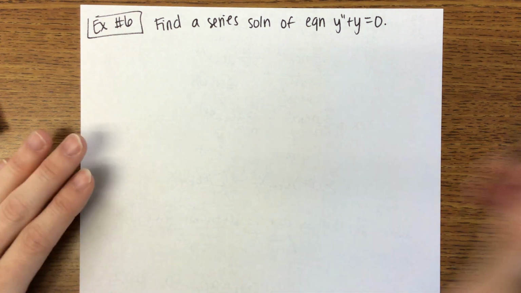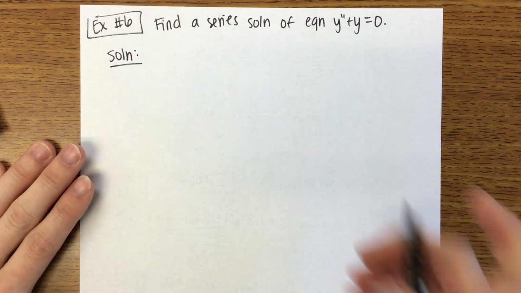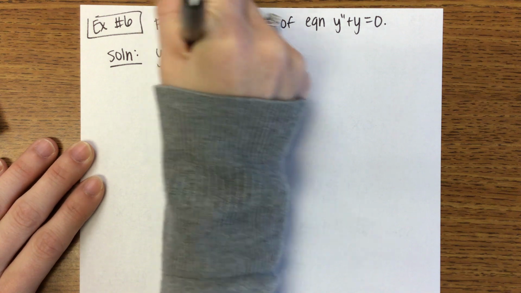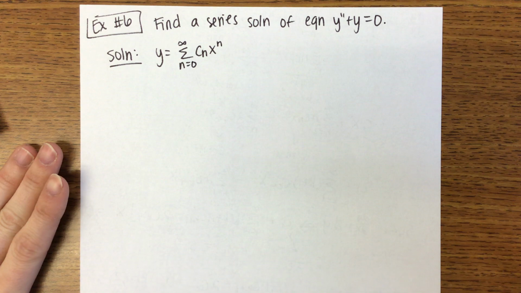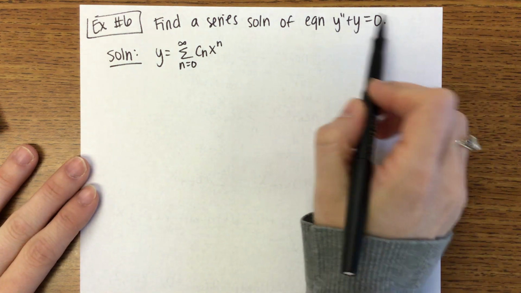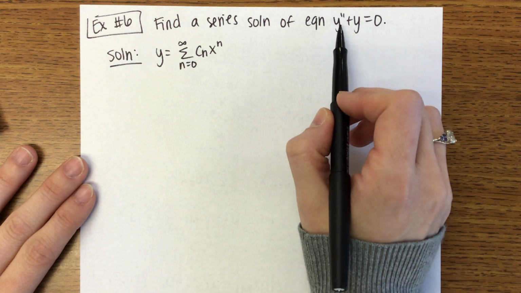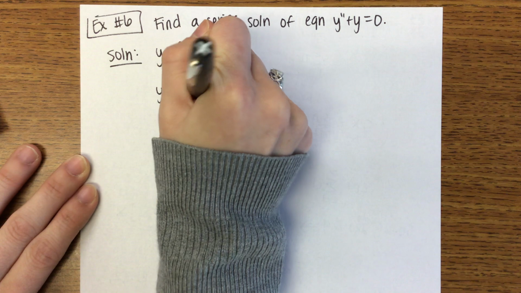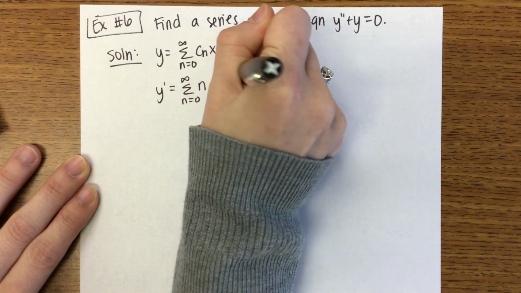Okay, so we're going to start out exactly the same as we did before. We are going to assume that a power series solution does exist in the following form. Then if you remember, the next thing that we did is plug into our differential equation. We have y, we're going to need y double prime. So if we find y prime, we get the sum from n equals 0 to infinity of n c_n x^(n-1).